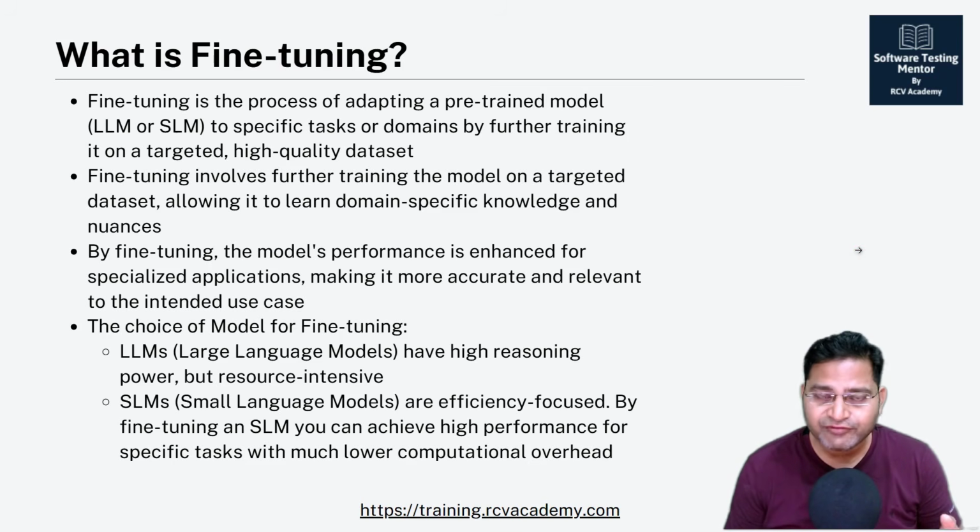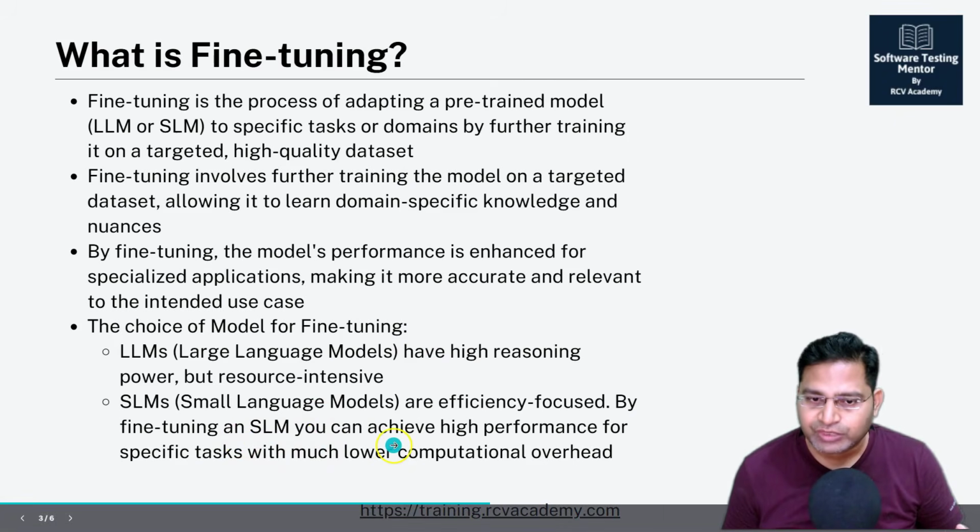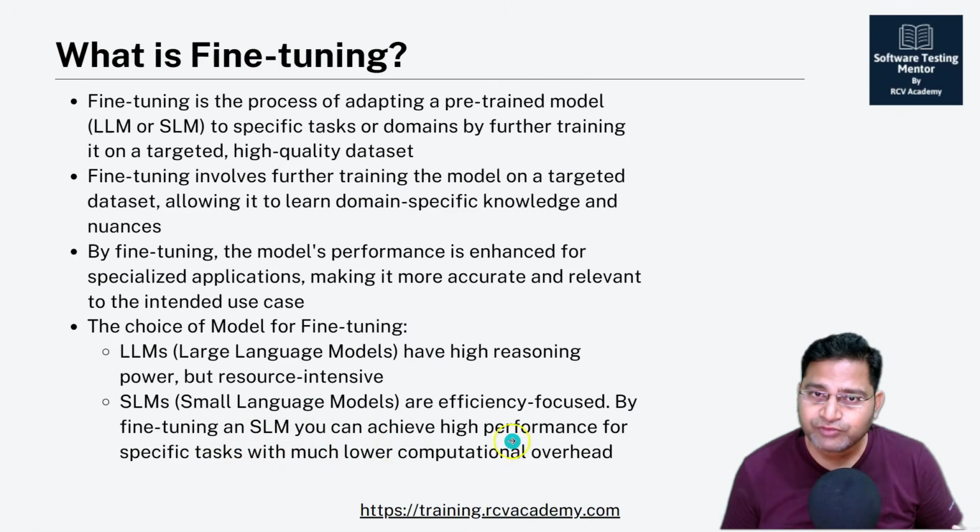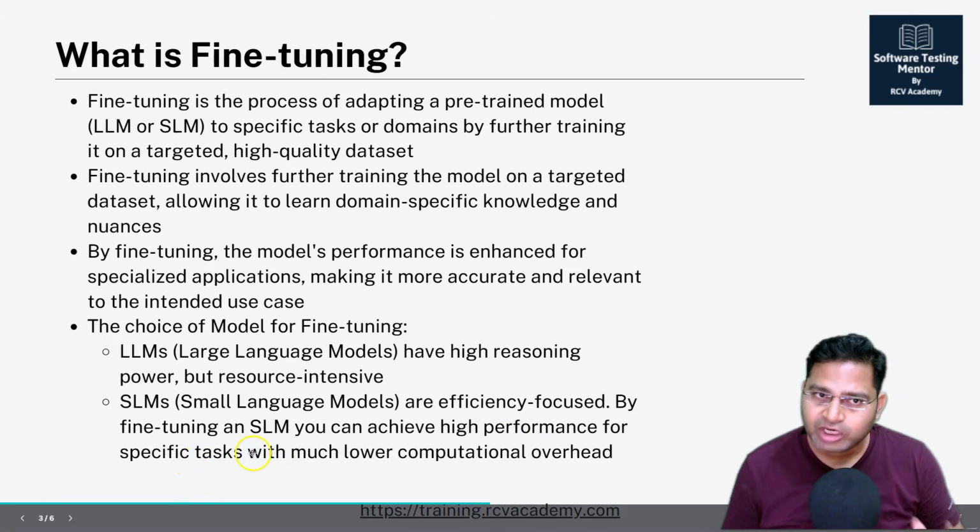Now, how about the choice of model for fine-tuning? You can choose large language models or small language models. If you have high reasoning needs, then choose a large language model because it will provide much better reasoning, but it will also be resource intensive. You can choose a small language model if you are more efficiency focused, and the tasks are small and very specific, requiring low computational overhead. So you can go ahead with small language models and fine-tune them, which will provide much better performance for specific tasks within your organization. So this is basically what fine-tuning is all about.